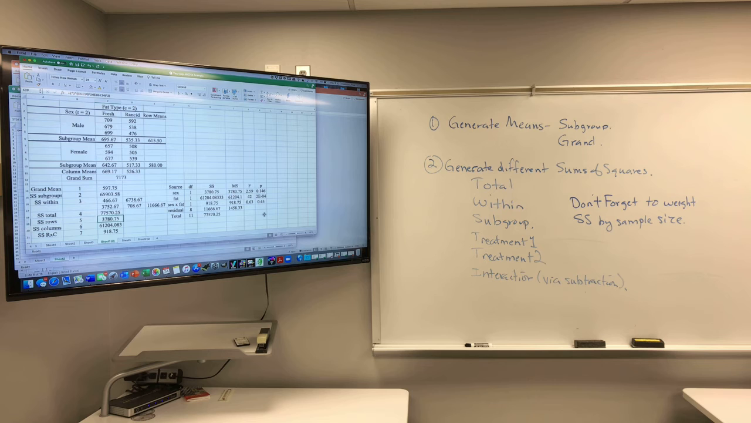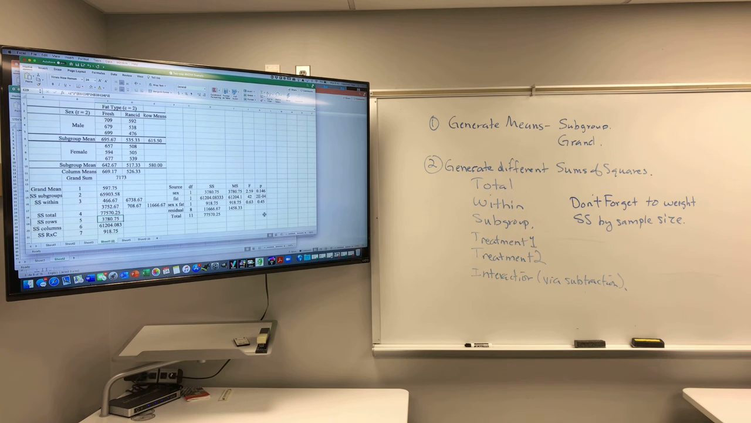You have a spreadsheet. I can pull one up just to check your math. Put your subgroup means in: 695.67, 535.33, 642.67, 517.33. Okay, now put the grand mean next to them, in the column next to them: 597.75. Copy that down.